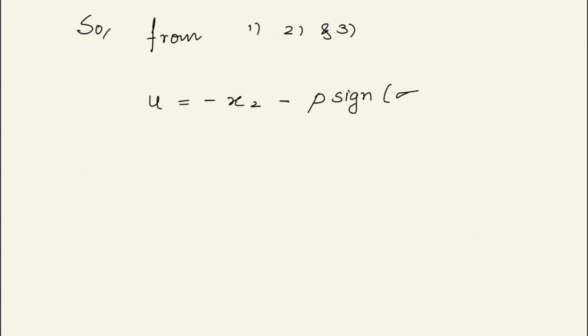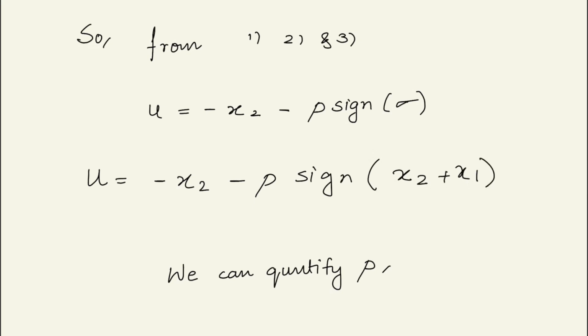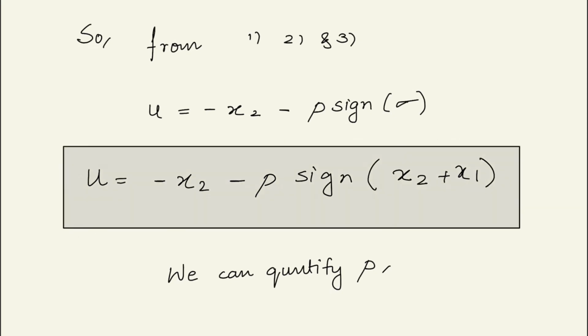Taking all this together, u equal to minus x2 minus rho sign sigma. If we expand sigma, then u equal to minus x2 minus rho sign of x1 plus x2. This is the equation we have already seen and we have already used it. In the next video, we will see how to find out the value of the factor rho depending on the bound and a few more things.